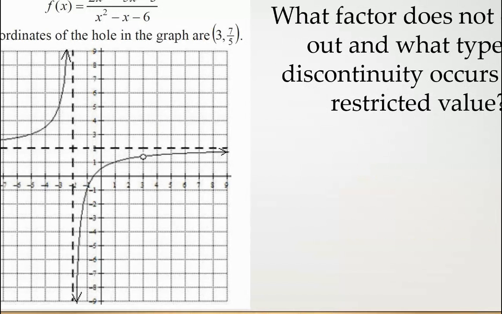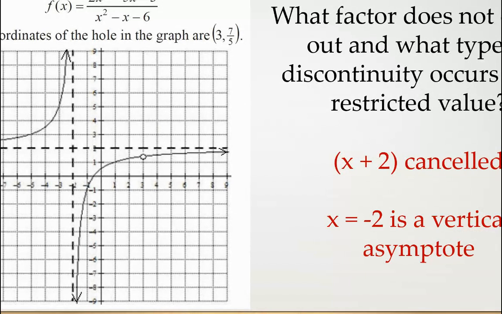What factor does not cancel out, and what type of discontinuity occurs at its restricted value? Well, x plus 2 did not cancel. And when we set that equal to 0, we get x equals -2 is a vertical asymptote. So the factor that does not cancel gives us our vertical asymptote. This is the factor in the denominator.